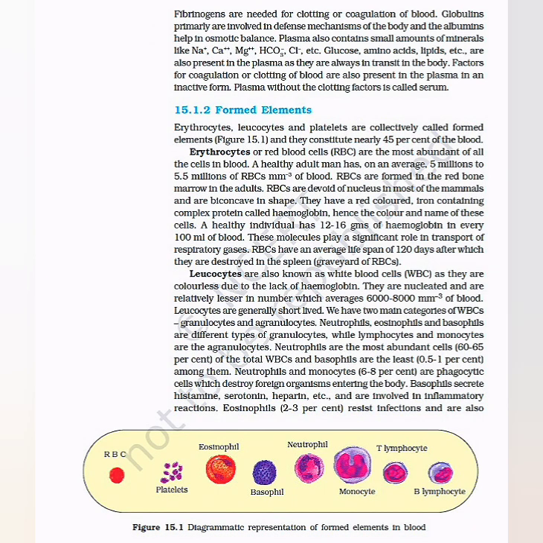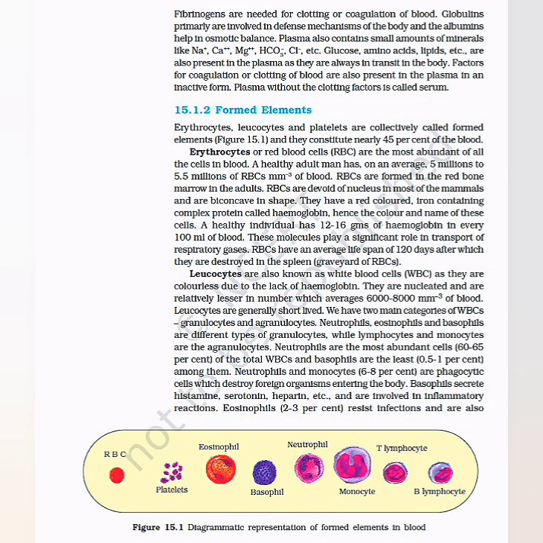Erythrocytes or red blood cells, RBC, are the most abundant of all the cells in blood. A healthy adult man has, on an average, 5 million to 5.5 million RBCs per cubic millimeter of blood. RBCs are formed in the red bone marrow in the adult. RBCs are devoid of a nucleus in most of the mammals and are biconcave in shape. They have a red-colored, iron-containing complex protein called hemoglobin, hence the color and name of these cells. A healthy individual has 12 to 16 grams of hemoglobin in every 100 milliliters of blood. These molecules play a significant role in transport of respiratory gases.